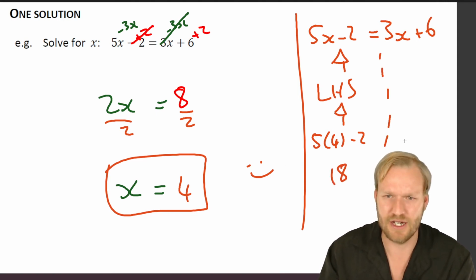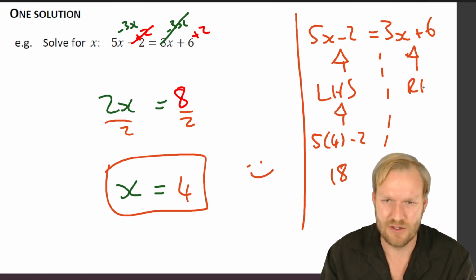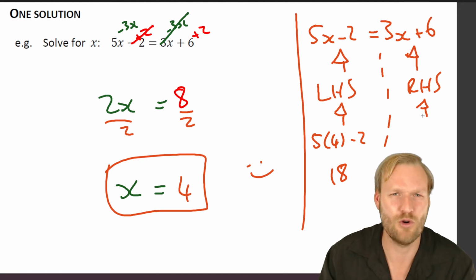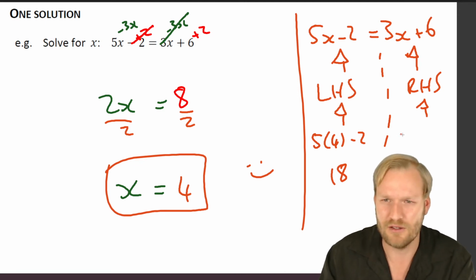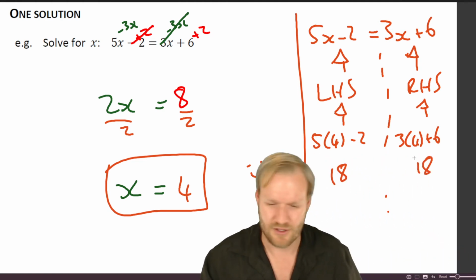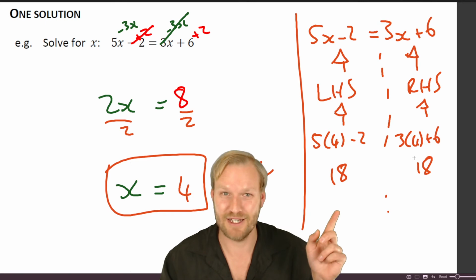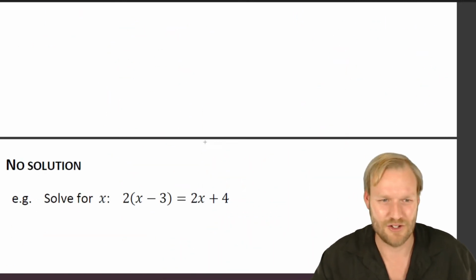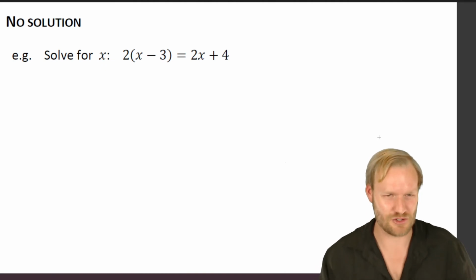Okay, let's look at our right-hand side. So in our right-hand side, if we substitute x equals 4, what do we get? Well, 3 times 4 plus 6, 3 times 4 is 12, 12 plus 6 is 18. So where's it? Over there. 18 equals 18. Yes, so that's a valid solution. Okay, so let's have a look at some no solutions answer.